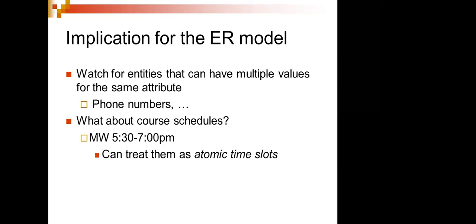So now you can see how I'll write this in an ER model. What are the entities that have multiple values for the same attribute? For example, phone numbers. We have more than one phone number. I have courses with different schedules. Can I create an atomic time slot for this? So this is a problem. So how will I solve it over here?